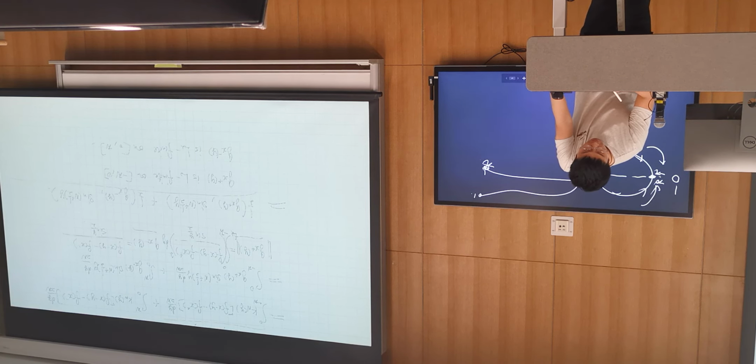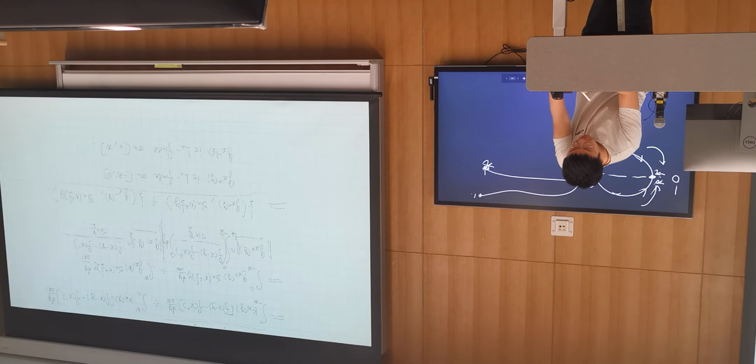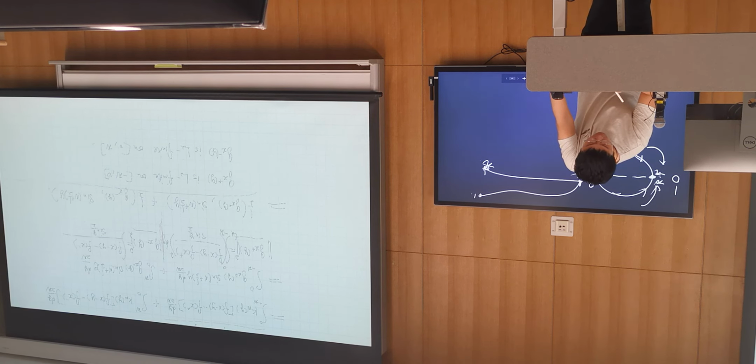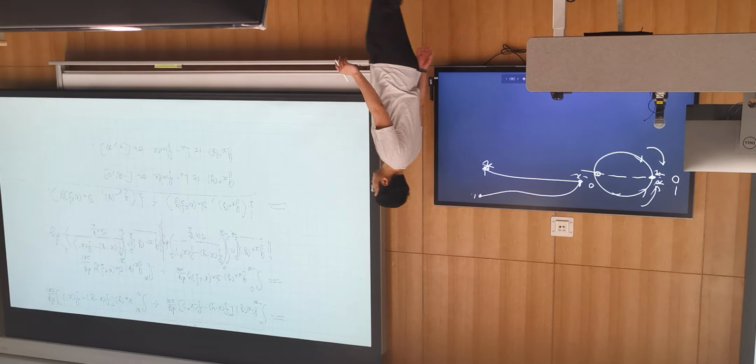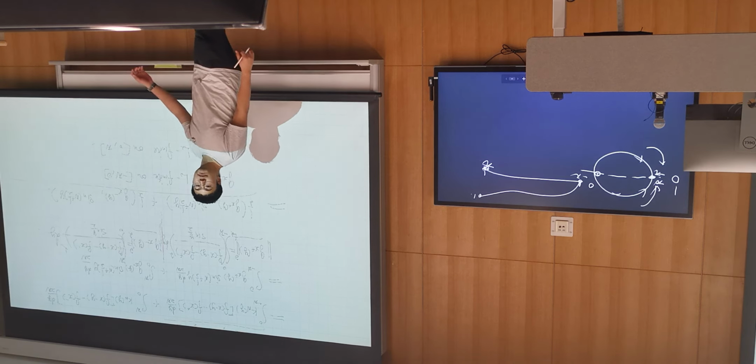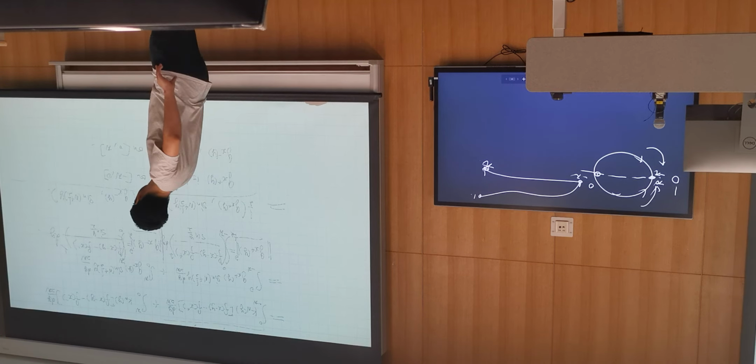Same thing for this. The square of the L2 norm is going to be from 0 to pi, this guy squared, dy. So good? Why are these two things finite?